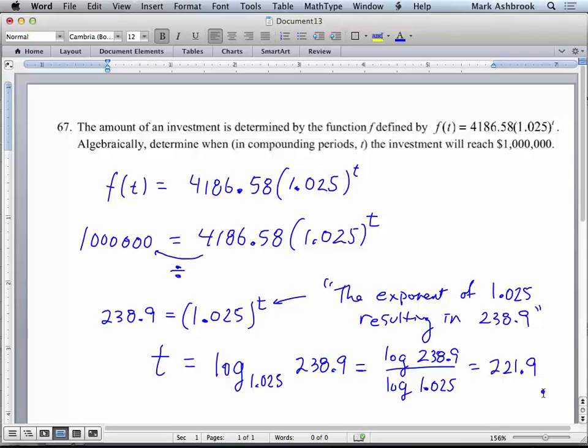So how many full compounding periods in order to get $1 million? 222. What if this was 222.1? If it was 222.1, how many compounding periods would it take? Still 222, because if this is greater than 221, then at the 221st compound period, we don't have $1 million yet.